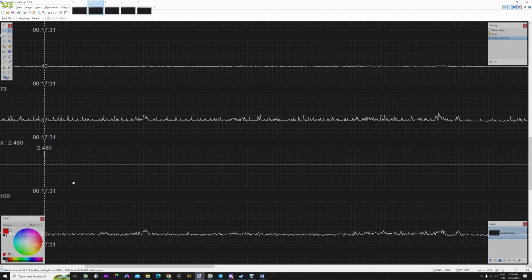So here's that line, right? Okay, maybe like this. Right, you can see it right there. So this is 2.48 volts.